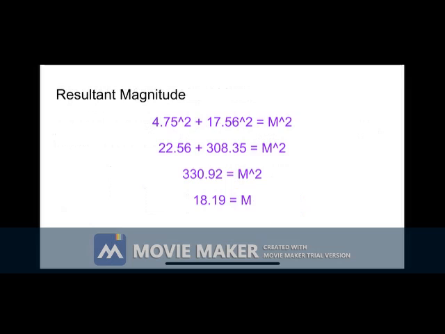And now that we have the vertical and horizontal components, we can use the Pythagorean theorem I talked about before to find the magnitude of the resultant. So by doing this, we could square both the numbers we got, 4.75 and 17.56, and then add them together to get 330.92, and square root them to find m by itself, which is the magnitude, to find 18.19 meters per second.